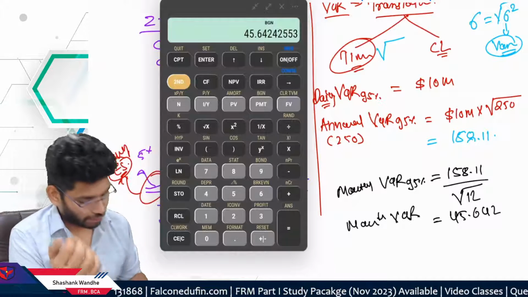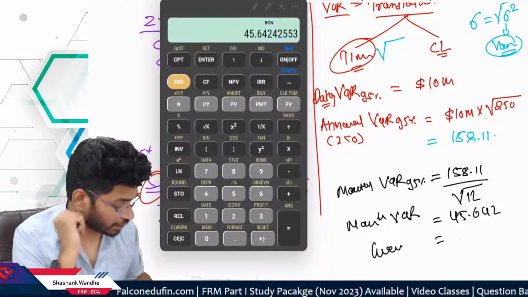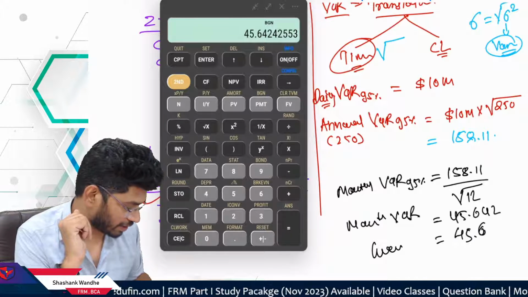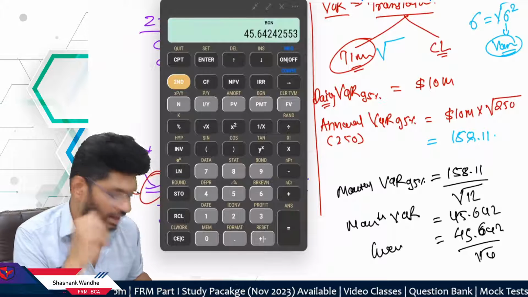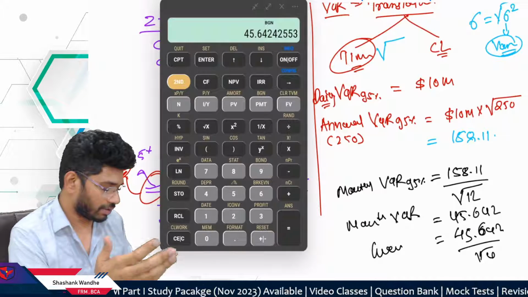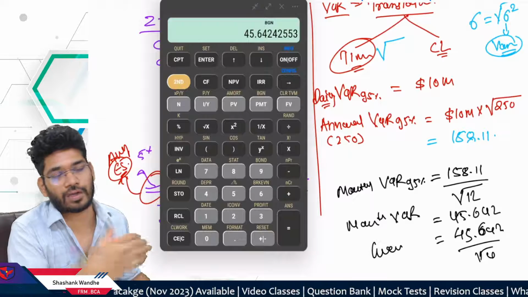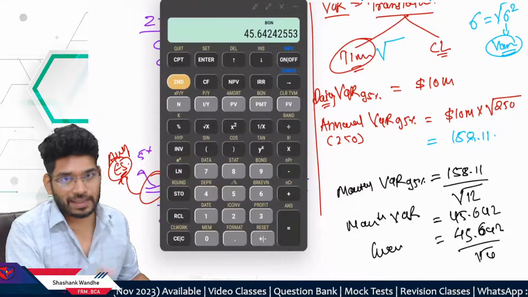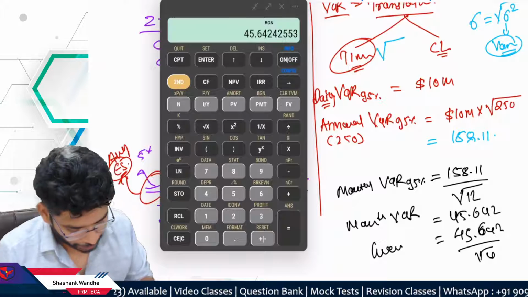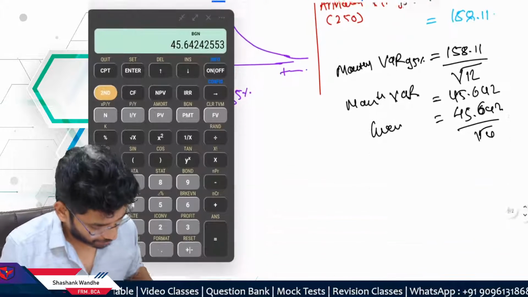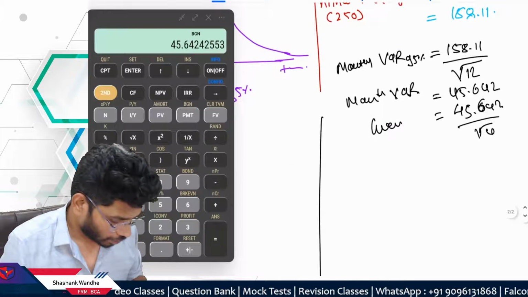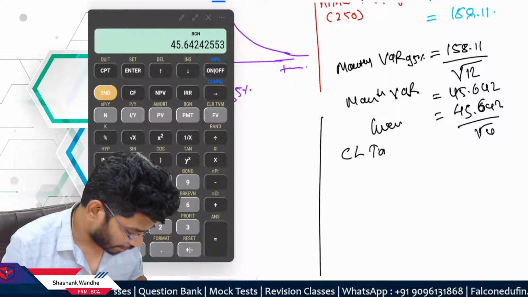For the calculation of the weekly VaR, again we have to reduce the time. So 45.642 divided by under root 4, as there are 4 weeks in a month. Again, if you have the weekly VaR and you are asked to calculate the 6 months VaR, then you have to take the total weeks in 6 months, and this is how you time translate the VaR.